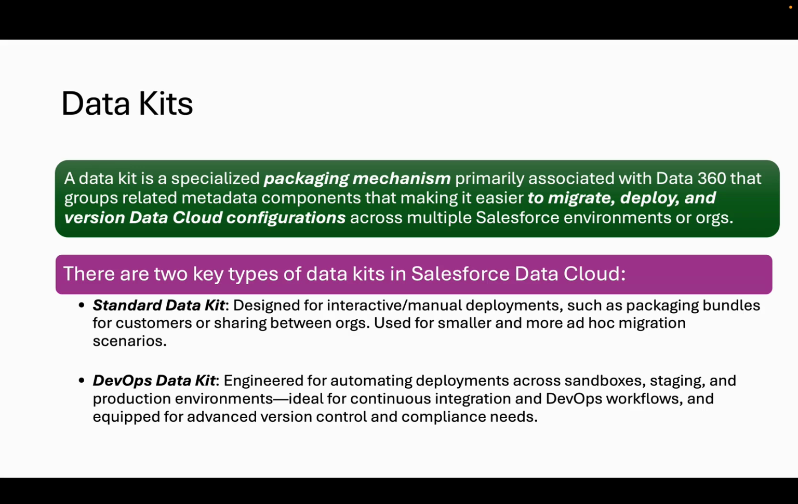A data kit is nothing but a specialized packaging mechanism which is primarily associated with Data 360. With the help of this, we can group the related metadata components and get them migrated along with the data cloud configurations as well. There are two types of data kits that we typically have. First is the standard data kit and another one is the DevOps data kit.